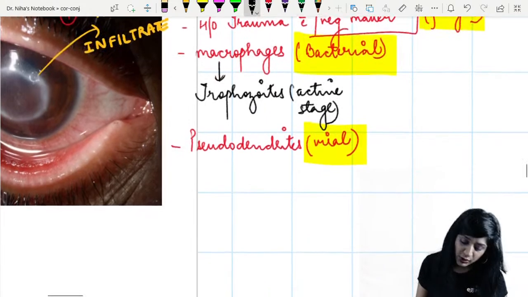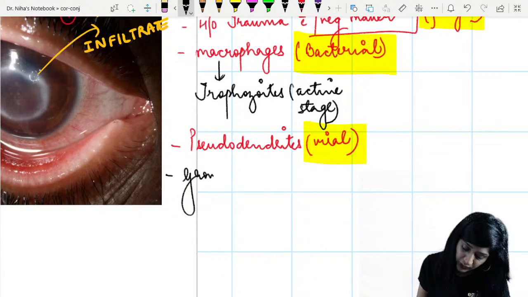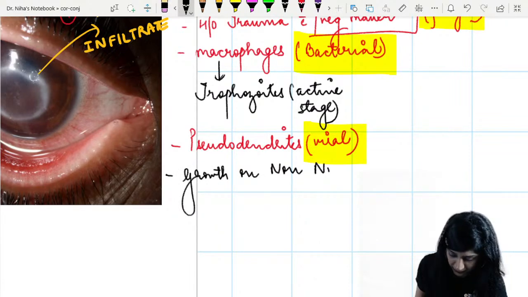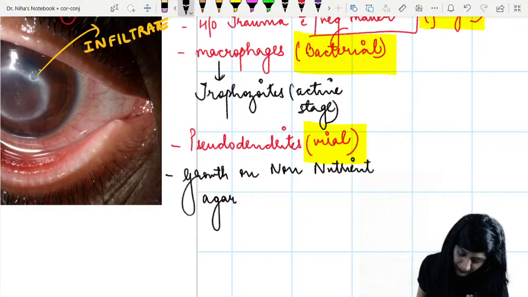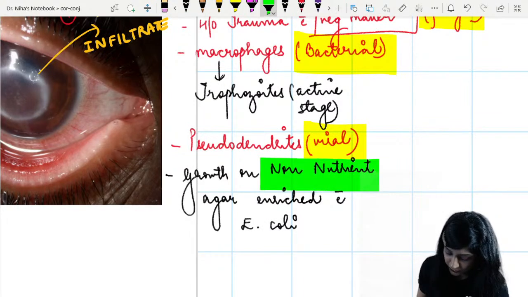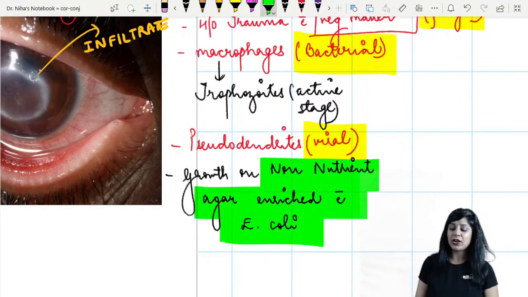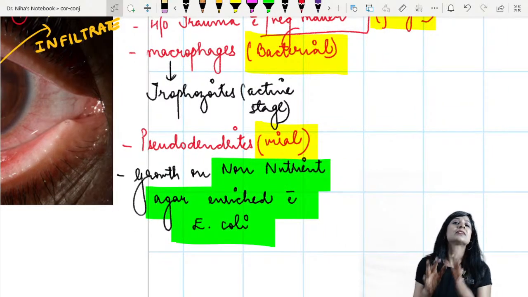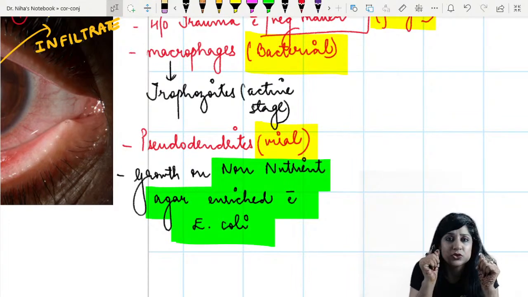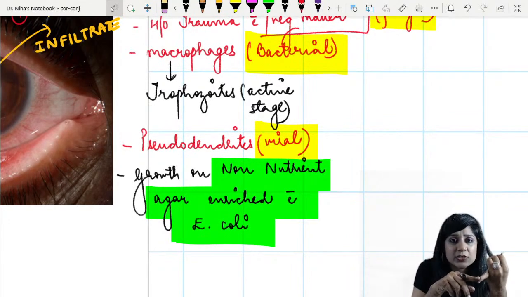You can see the growth on non-nutrient agar enriched with the E. coli. You can have a growth on the non-nutrient agar which is enriched with the E. coli, and then you are sure that this is a case of Acanthamoeba. Now, a characteristic feature. See, you will get a history of contact lens use.